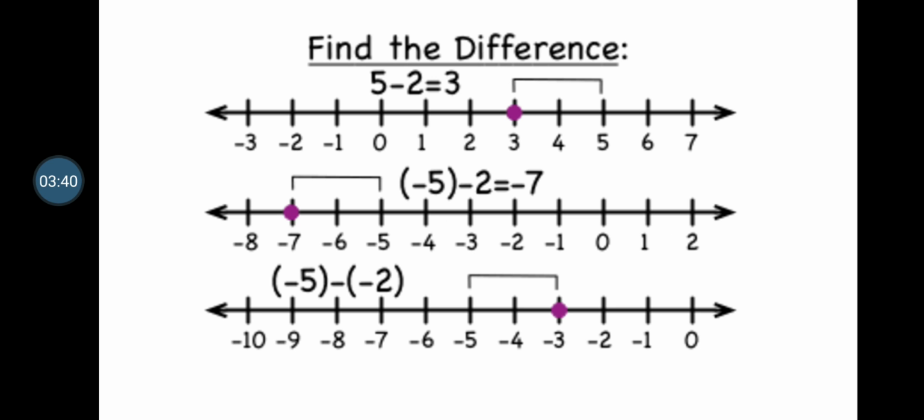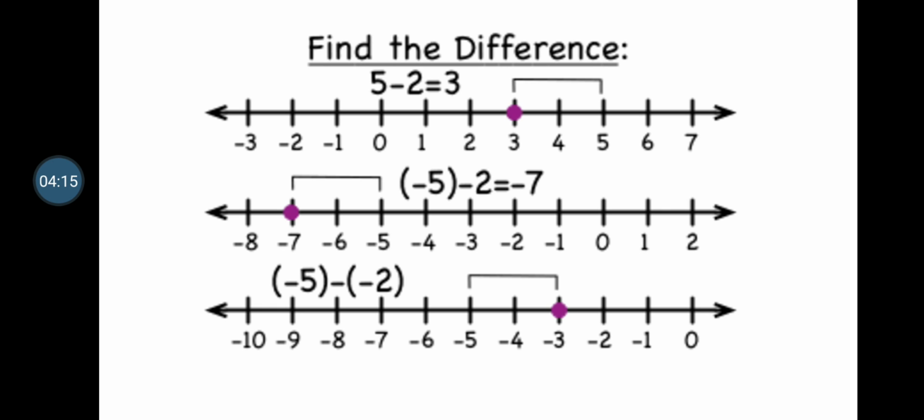So in this example you can see 5 minus 2. As we learnt in our lower classes, you start from 5 and move towards the left for 2 steps and you finish at 3. So that's why 5 minus 2 equals 3. Same way, minus 5 minus 2. In the beginning you start with minus 5 and move towards the left for 2 steps. So you finish at minus 7.